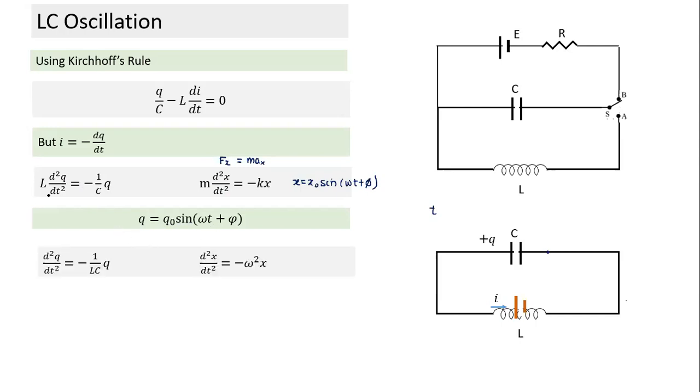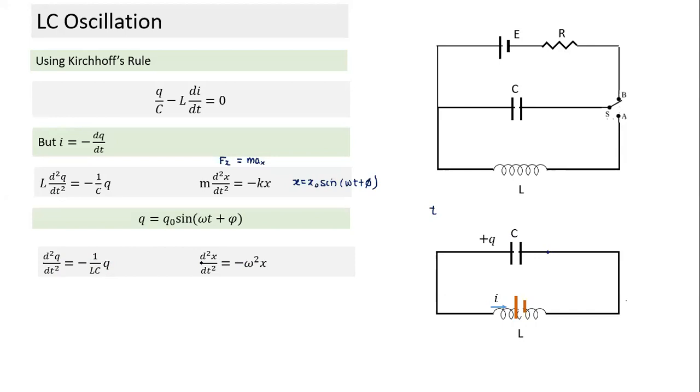Let's understand: this equation can also be written as d2q by dt square is equal to minus q by LC. And the SHM equation can also be written as acceleration is equal to minus omega square x. So this charge also will oscillate. The charge on the capacitor will vary as a sine function of time. This will be a periodic kind of change of charge, and the time period or omega can be calculated from here.